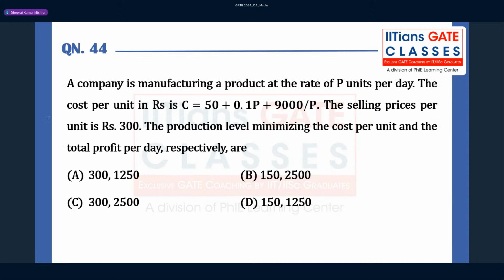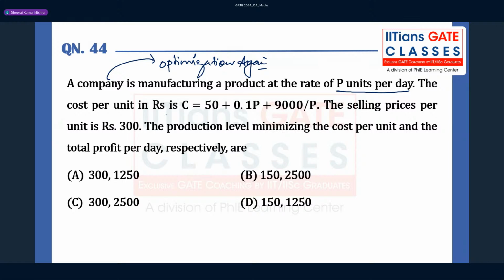Fine. So this was one of the very good questions, guys. This question is from optimization again. Optimization for single variable, right? So a company is manufacturing a product at the rate of P units per day, right?